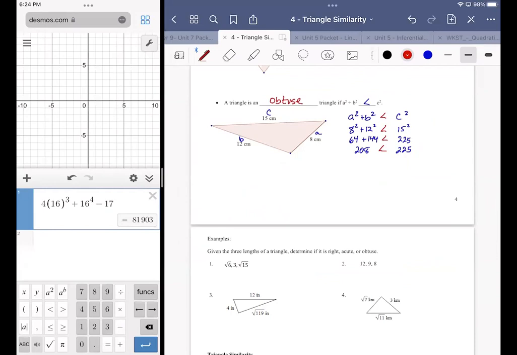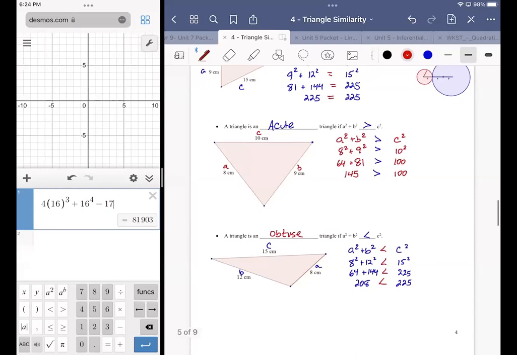Sorry, Professor, could you just repeat that last part? You said the two smaller sides with the obtuse have a squared value added together that is less than, and then I didn't hear. The squared value of the third side. Thank you. Yeah, no problem.